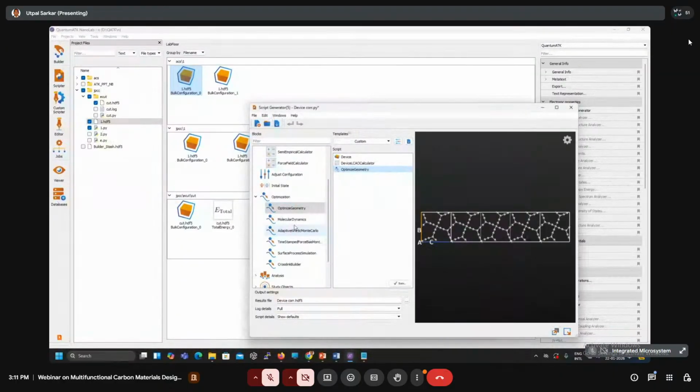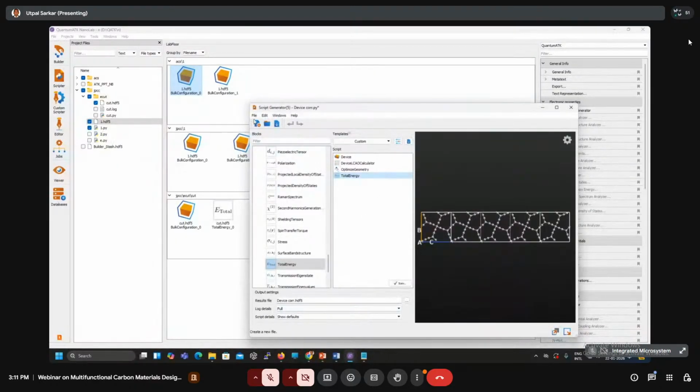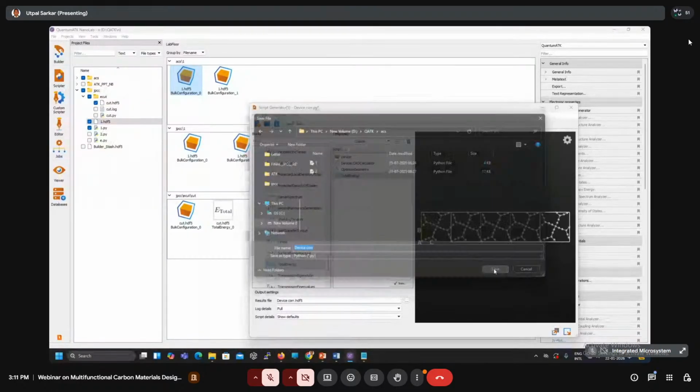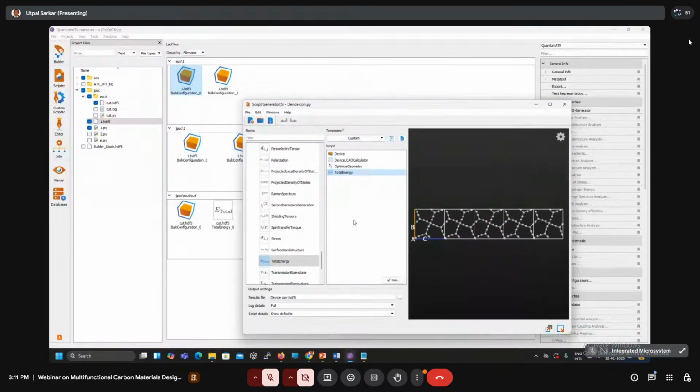Now again you can also put the total energy, like the unit cell. See here you can put the total energy, and again you can save the structure, and now the device is ready for the optimization. And after getting the optimized geometry, now you can simulate the transmission spectrum or the transport properties for the thermoelectric device and for the other properties.